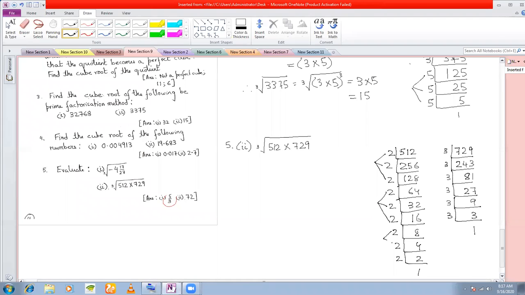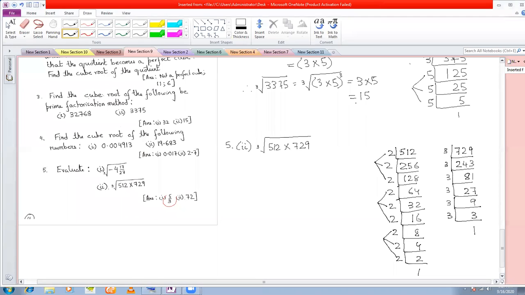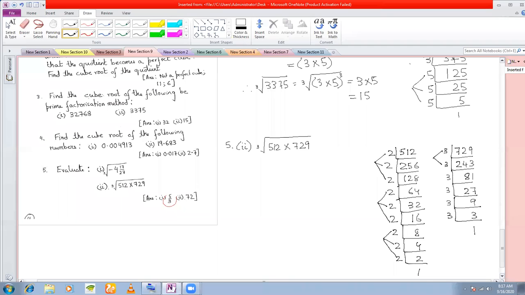This triplet, and you have this triplet. You have this here, and you have this here. So therefore, what can you write here? You can write this as cube root of 512. You can write as 2 into 2 into 2 into 2 into 2 into 2 into 2 into 2 into 2. Okay, 3 triplets for 512 and 2 triplets of 3.